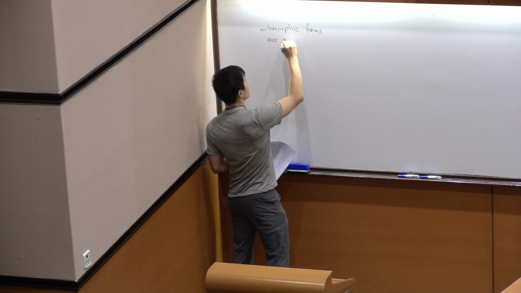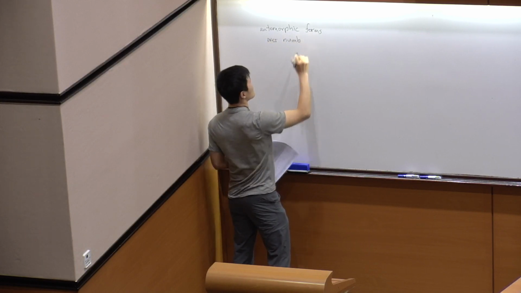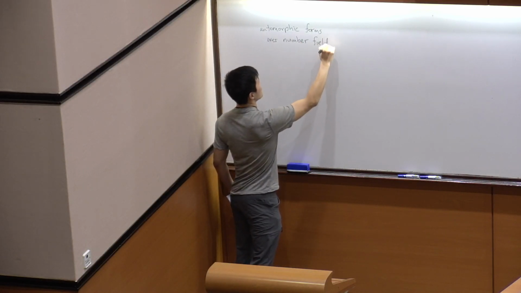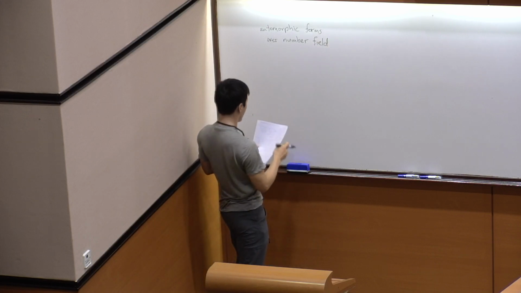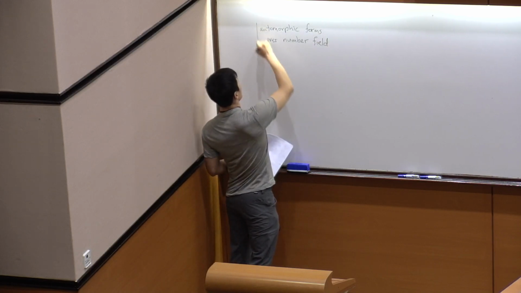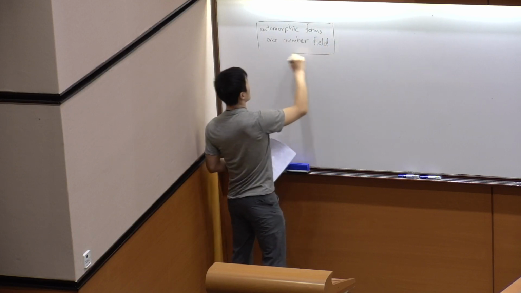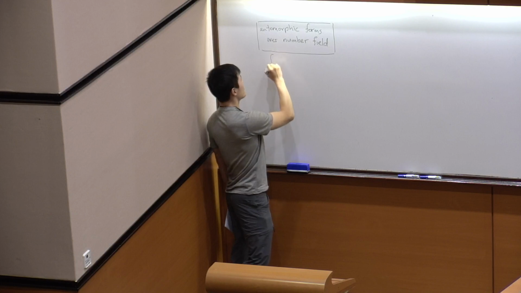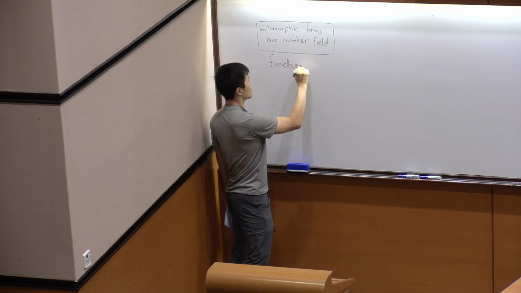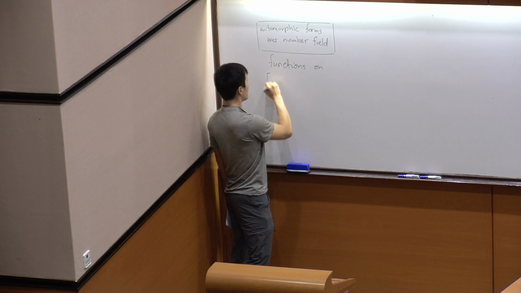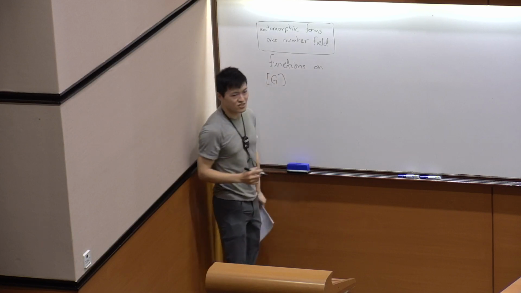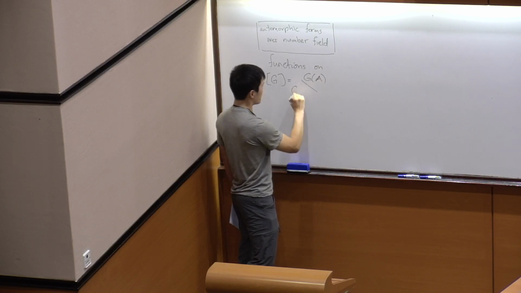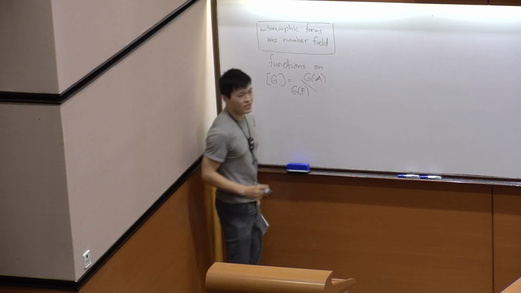So over a number field, I will write larger. Okay. So automorphic forms, I mean functions on the automorphic space, which I will be denoting by bracket G, of G of A mod G of F.